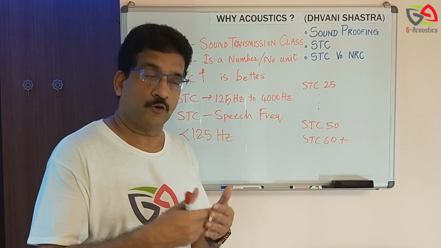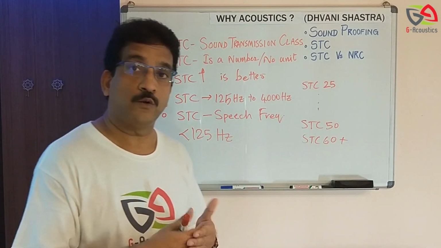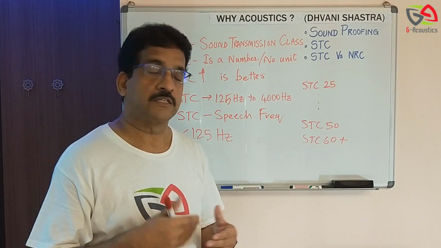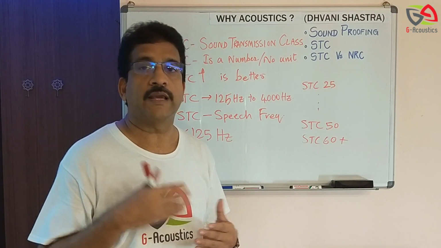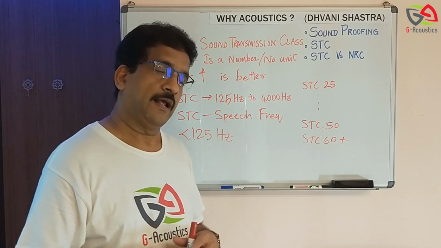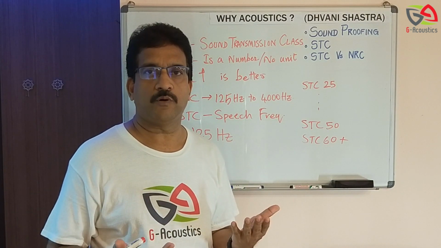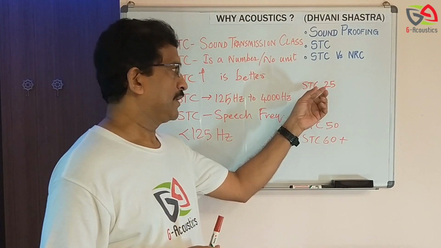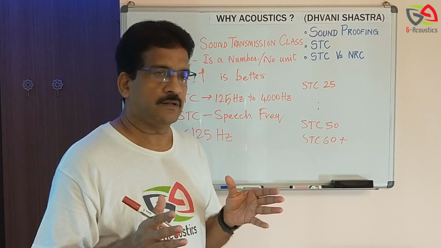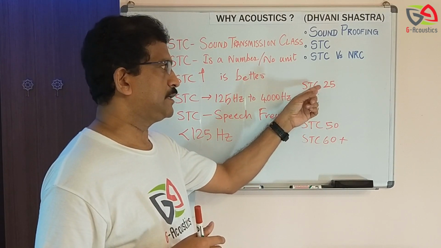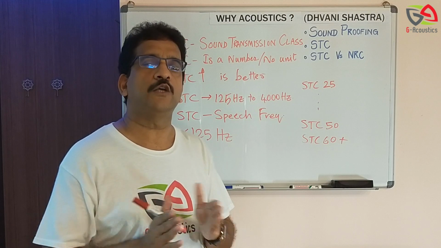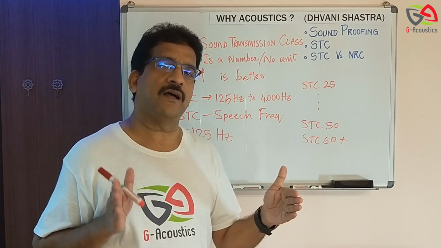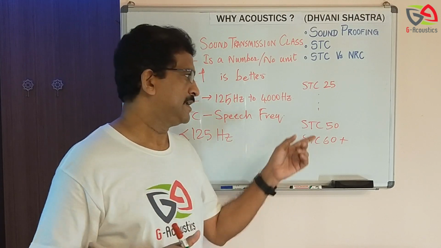This STC rating you can normally see for windows, when marketed as acoustic windows, acoustic doors, soundproof windows, soundproof doors, they come with an STC rating. And this STC rating alone is not important. This is one of the measurement methods used for sound isolation. So in a nutshell, for example, STC 25 means you can get 25 dB isolation. That is, if outside noise is 100, then inside it will be 100 minus 25, which is 75.